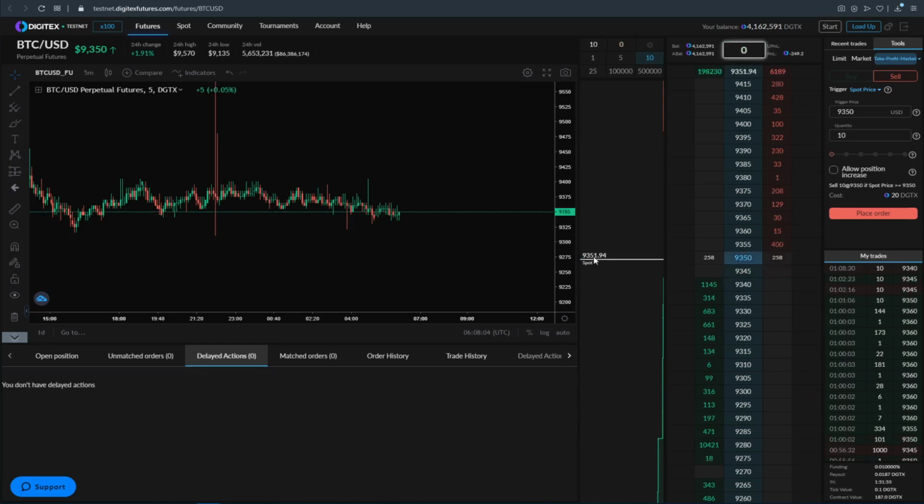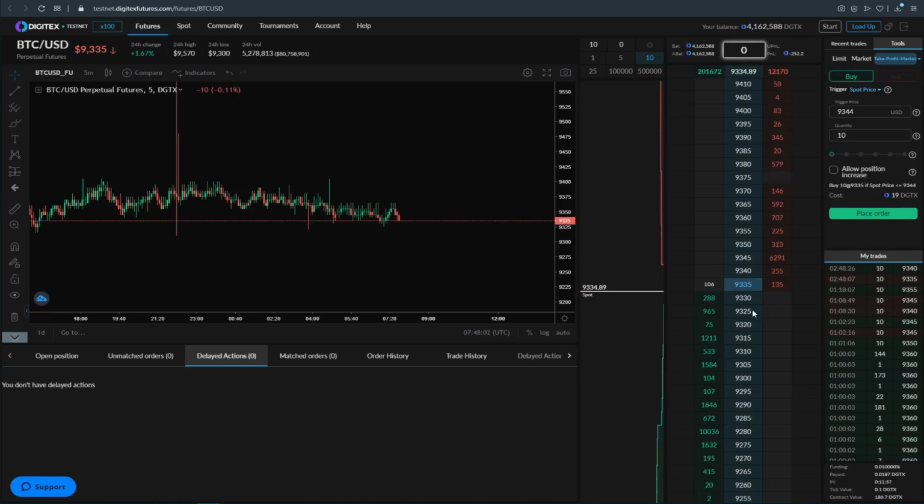Alright, we had 93.50 hit here on the spot price, and you can see that it exited us out of our position. It took profit as soon as the spot price hit 93.50 there. So you can see that work perfectly on that long position there.